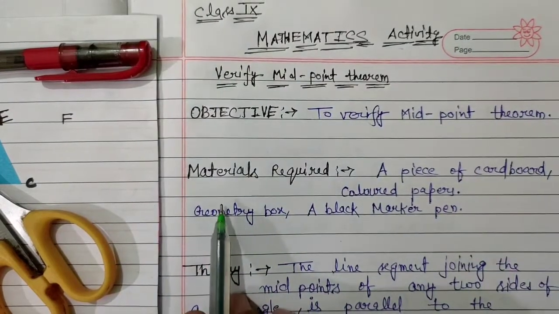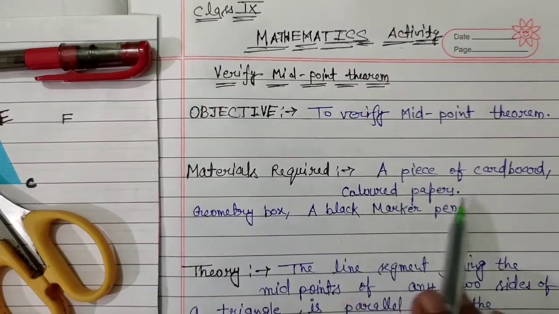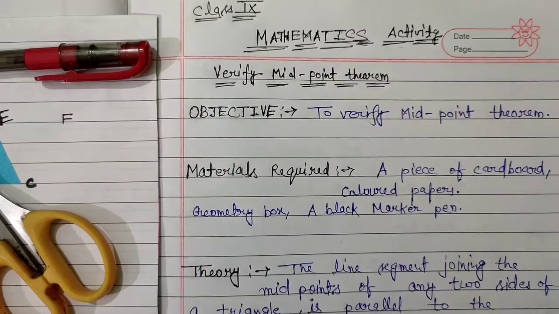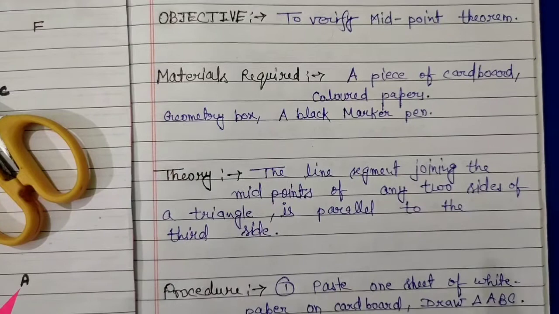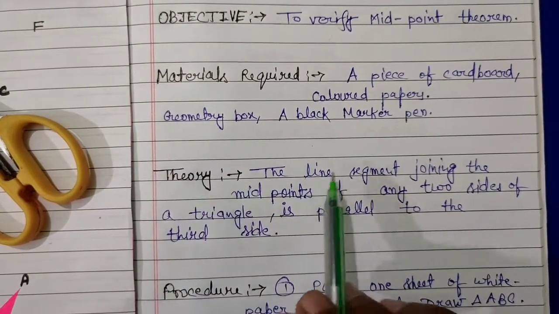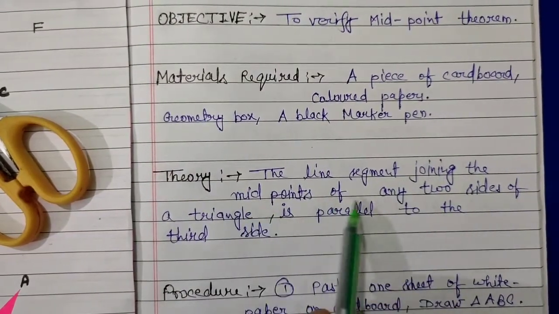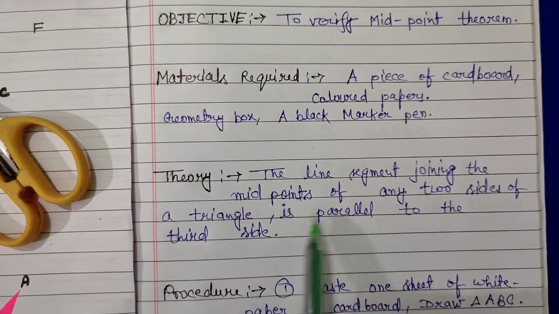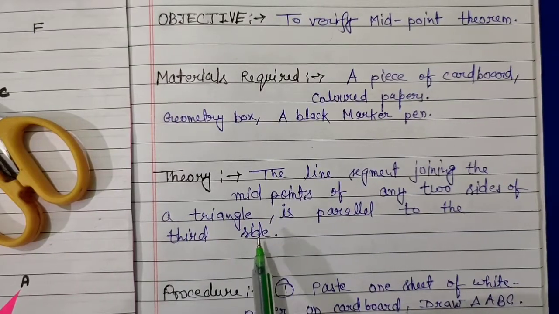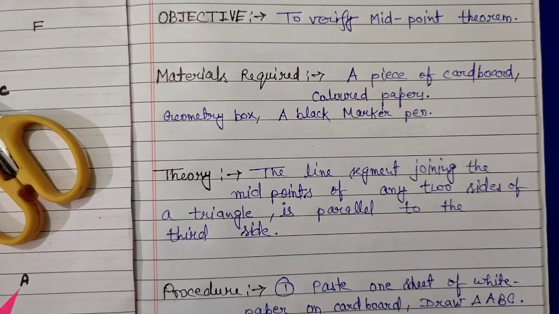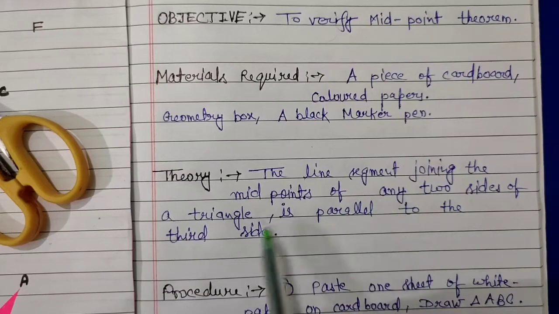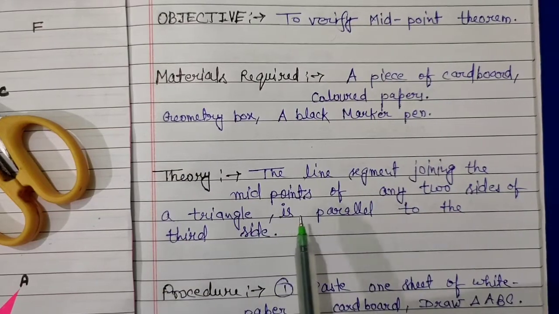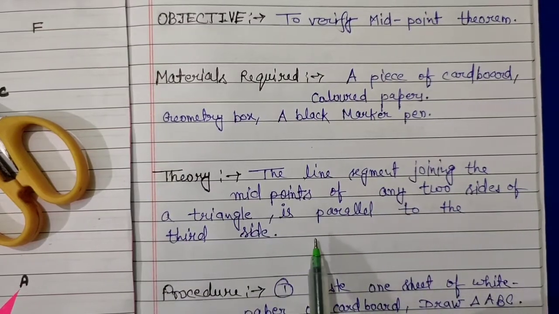And what material is required? A piece of cardboard, color paper, geometry box and a marker pen. Now see theory. What theory says? The line segment joining the midpoint of any two sides of a triangle is parallel to the third side. This is a fact, and it happens whenever you will join midpoint of any two sides of a triangle. That line will be parallel to the third side.